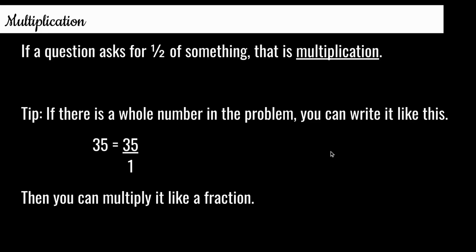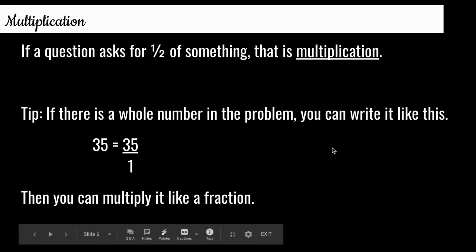So again, if something asks for half of something, that's multiplication. So "of" is a big multiplication indicator. And a tip: if there's a whole number in the problem, you write it like this. Okay, 35 is the same as 35 over 1, right? Because it's 35 wholes. Then you can do that fraction multiplication.